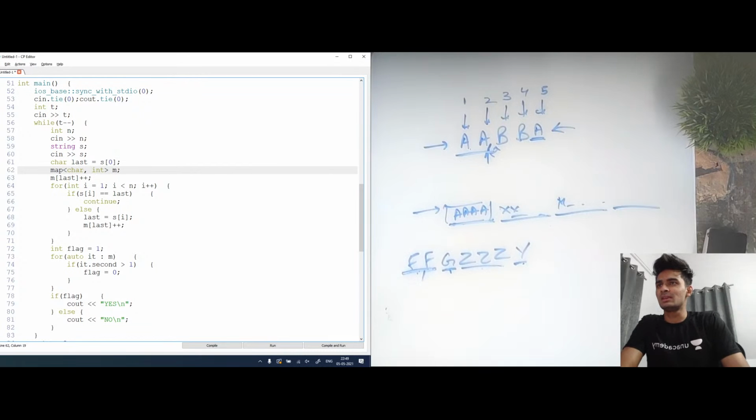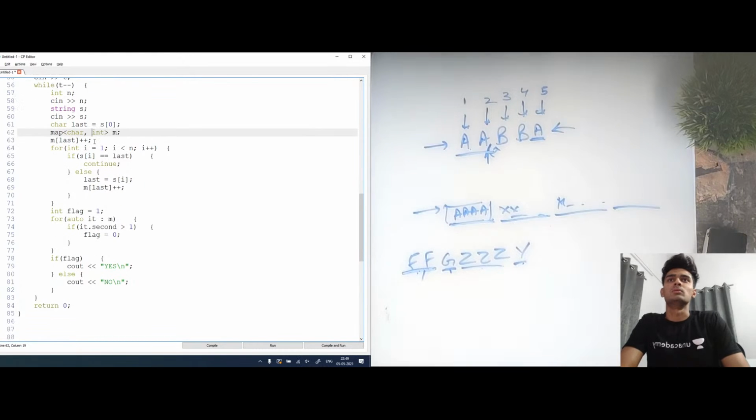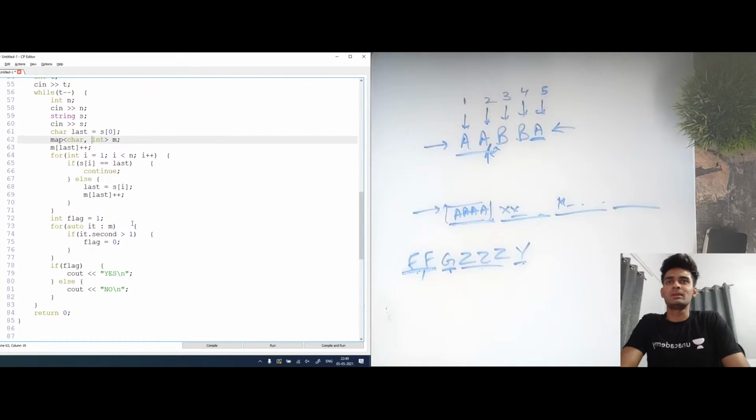Okay, Yashashvi says no. I think that was for the font. I have already increased that. Okay, cool. So if the font is still not visible, let me know.